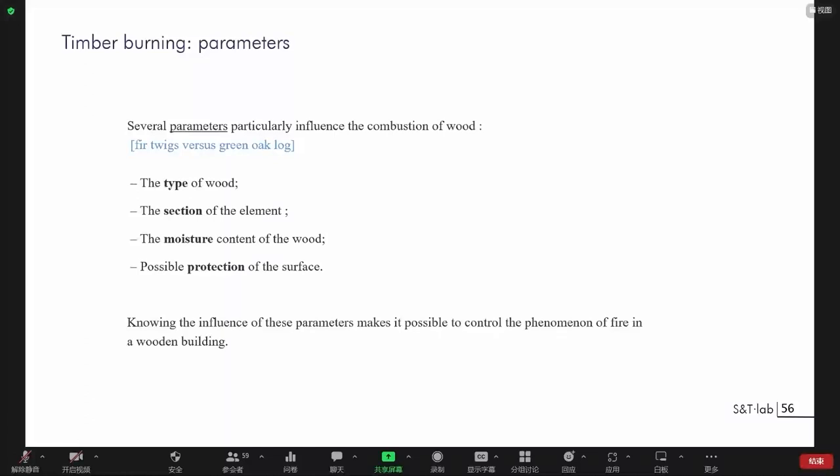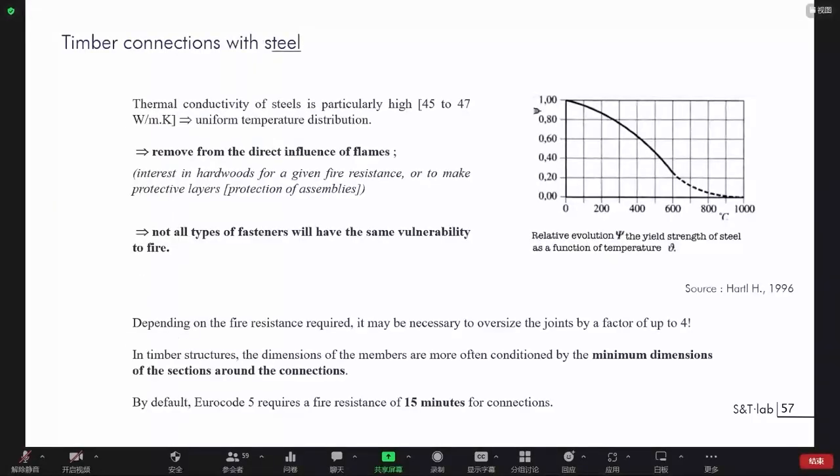So there are several parameters to put for wood. The type of wood: you know that putting fire to a timber log won't be that easy, but putting fire to a small piece of light timber would be easy to do. So the type of wood, the section of the element, the moisture content of wood, and possible protection of the surface will be governing parameters to take into account.